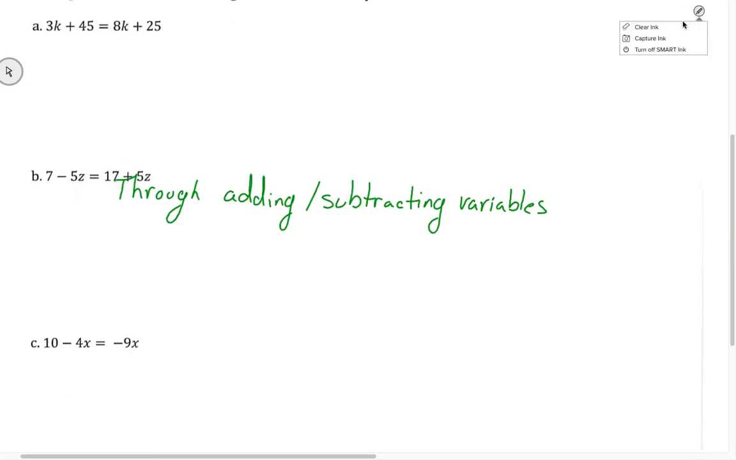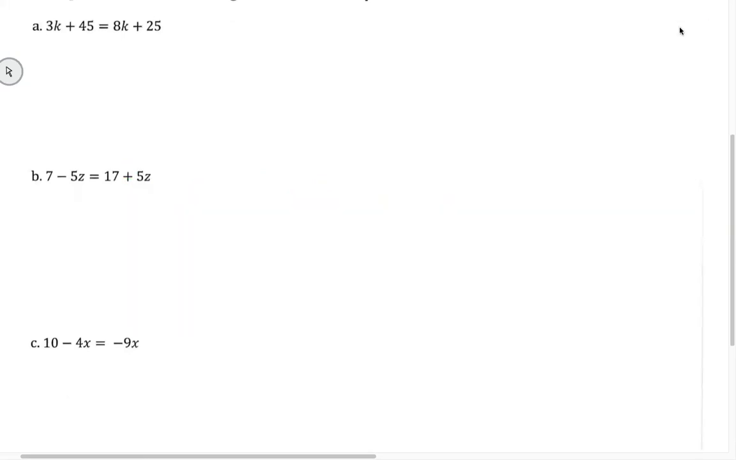Okay, so I have these 3 examples. I'm going to walk through these 3. Notice in A, I have K's on the left and on the right, and I need to collect them and get them all to one side. Now, this is not in any notes anywhere, so you got to pay attention. I like to move my smaller variables. If I look at 3K and 8K, which one's smaller?